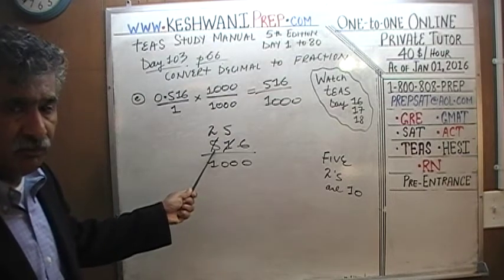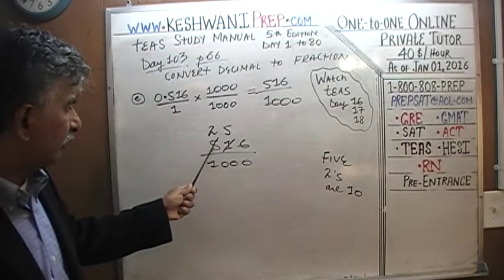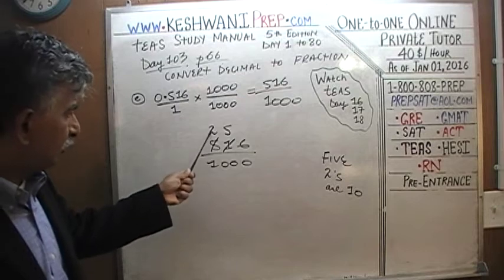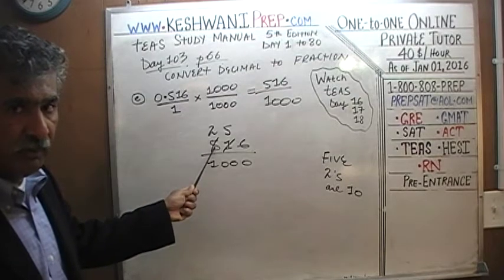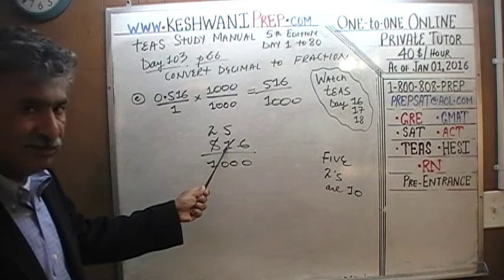5 has how many 2's? 5 has 2 2's. 2 2's are 4. After we take away 4 from the 5, we have a remainder of 1. That one goes and joins the other one.